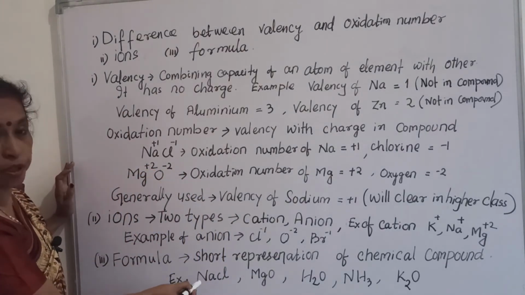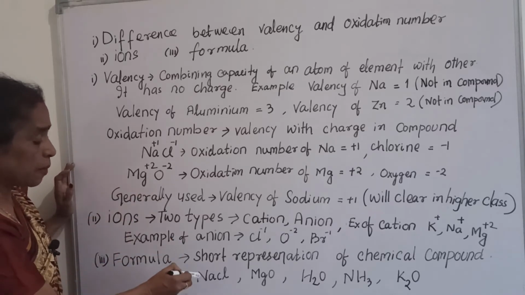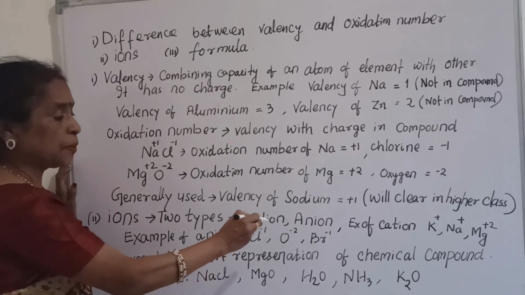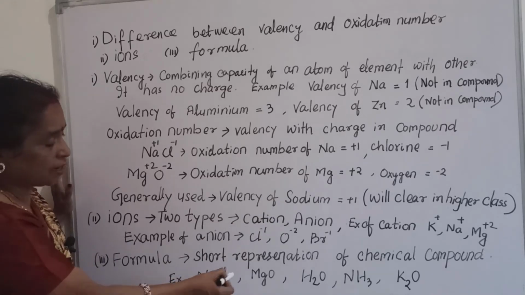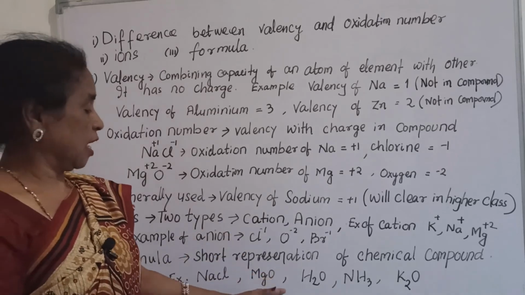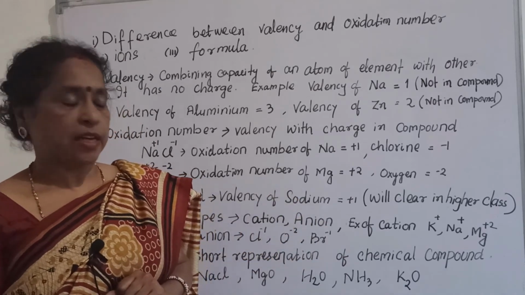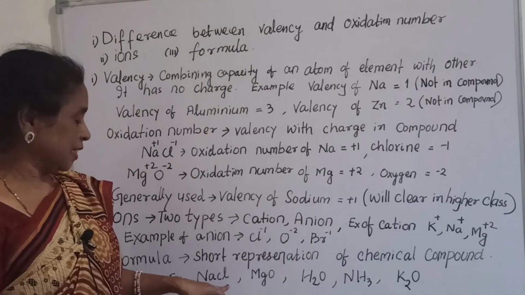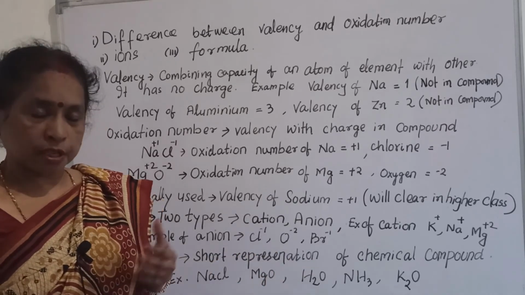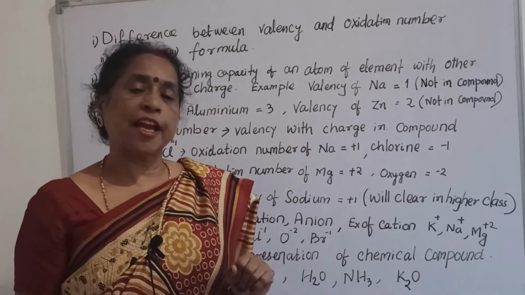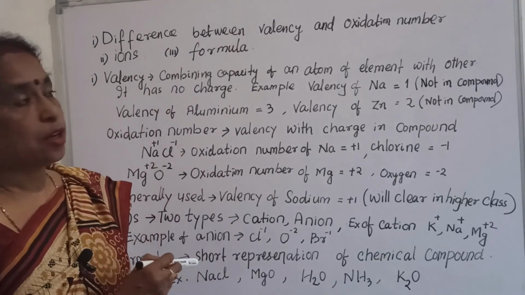Similarly, for example, sodium chloride. How we will write its formula, later we will see. But here, what is the formula? That is a short representation of a chemical compound. Example: NaCl is sodium chloride, MgO is magnesium oxide, water is H2O, ammonia is NH3, and K2O means potassium oxide. These are the meaning of formula, a short representation of a chemical compound.